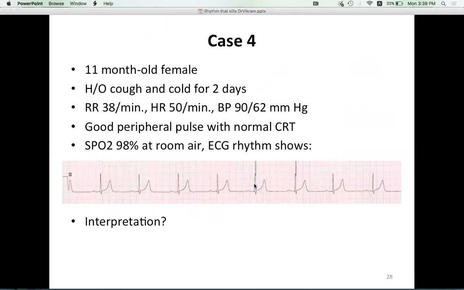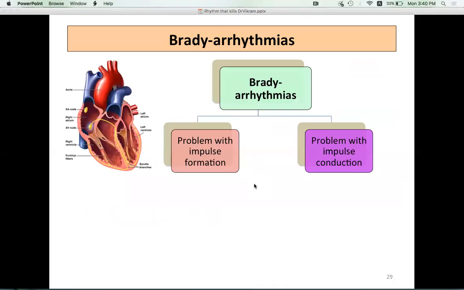What is the interpretation? So this is a bradycardia, yes. So the approach to bradycardia is slightly different from that of tachyarrhythmia.